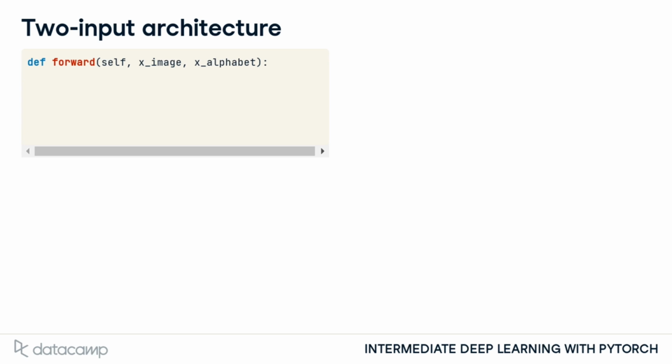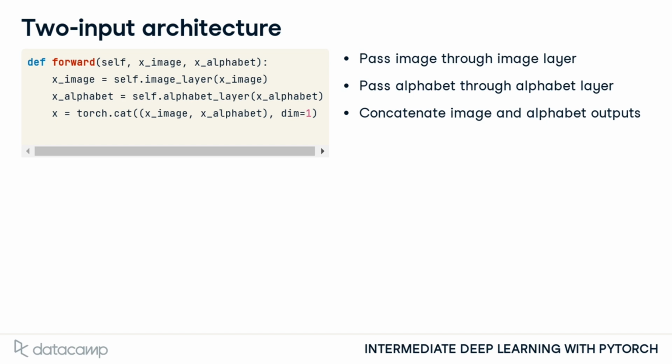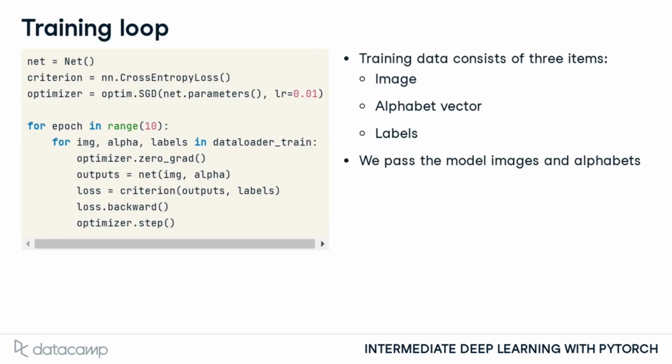In the forward method, we pass each input through its corresponding layer. Then we concatenate the outputs with torch.cat. Finally, we pass the result through the classifier layer and return. The training loop looks like all the ones we have seen so far. The only difference is that now the training data consists of 3 items: the image, the alphabet vector, and the labels. And we pass the images and alphabets to the model.